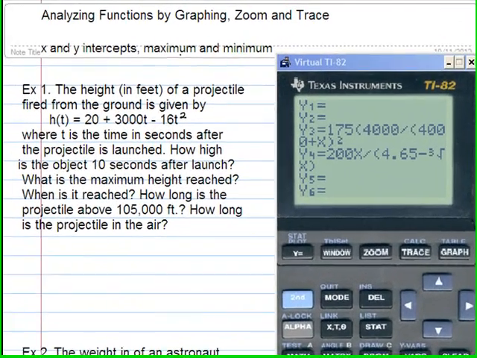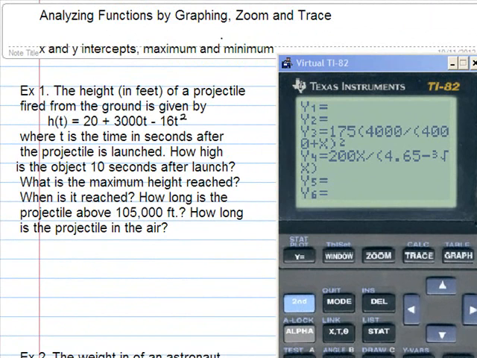Welcome to the podcast on analyzing functions by graphing and using zoom and trace features. That's what we'll be doing in this. We'll be doing a lot of zooming and tracing. We'll be analyzing graphs to answer questions about functions. And in the first example, we'll also get a chance to look at the topic of x and y intercepts and maximums and minimums. So let's just get started.